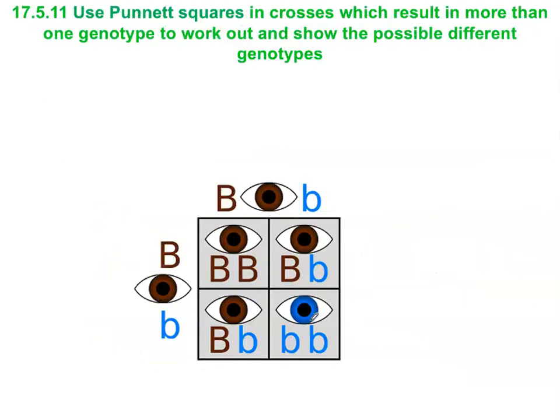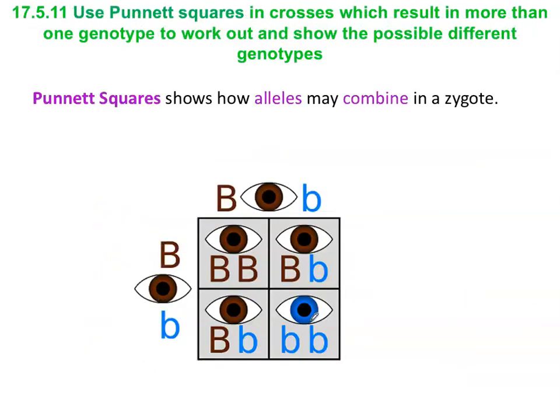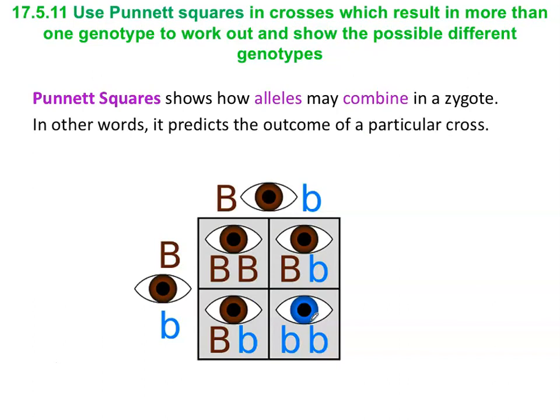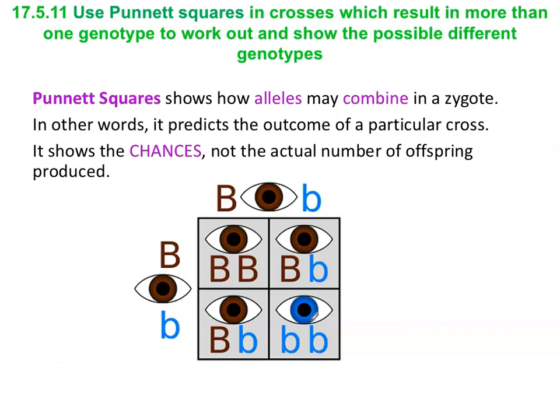Okay, so let's move on and take a look at how we can now use Punnett squares to show how alleles may combine to produce a zygote. This is the same idea as using a genetic diagram, but we're going to make it even easier by just making a little box. Same thing: we're trying to find the probability, not the actual number of offspring that will have it.